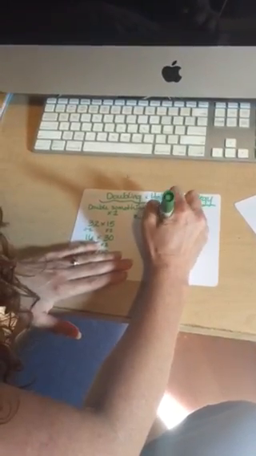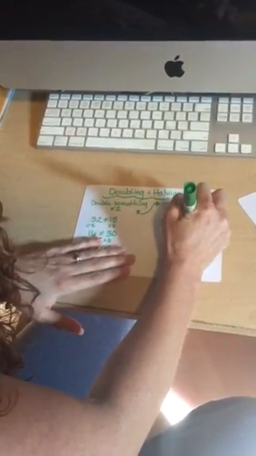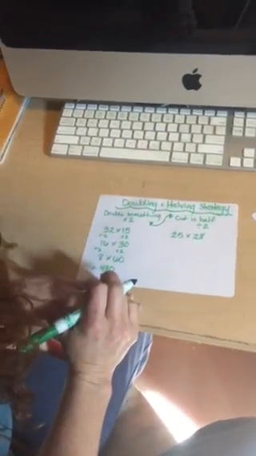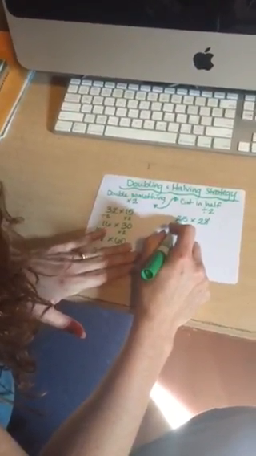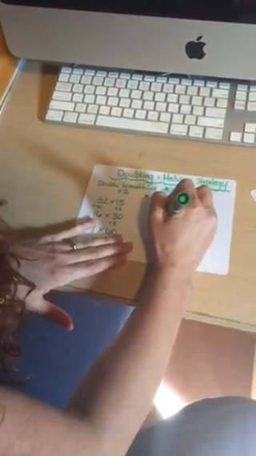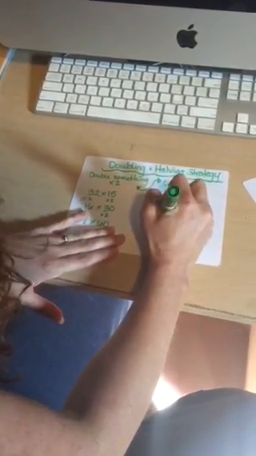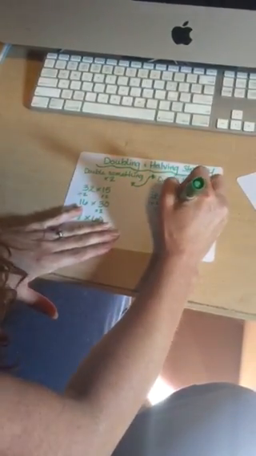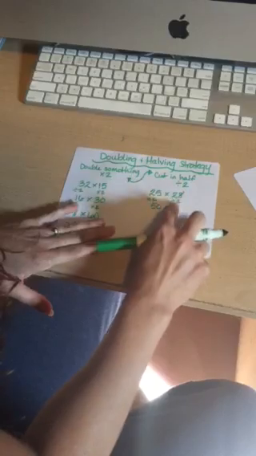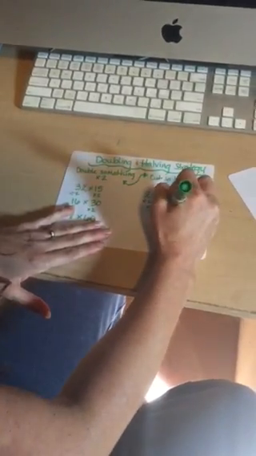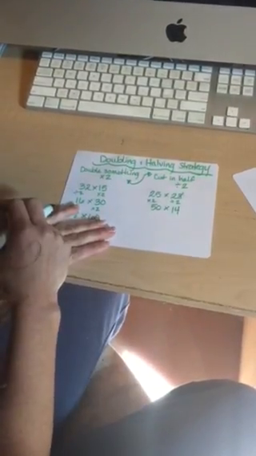I'll do another example. I have 25 times 28. So on this one, I can't cut 25 in half, but I know if I double 25, I get 50. So now I'm going to cut the 28 in half. So 28 divided by 2 would be 14. Now I have 50 times 14.